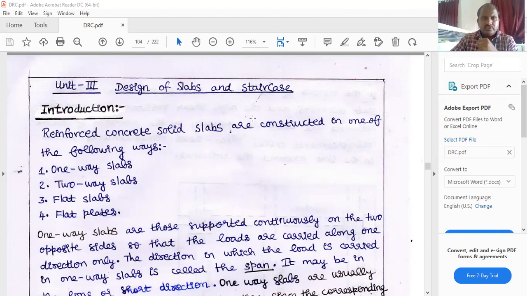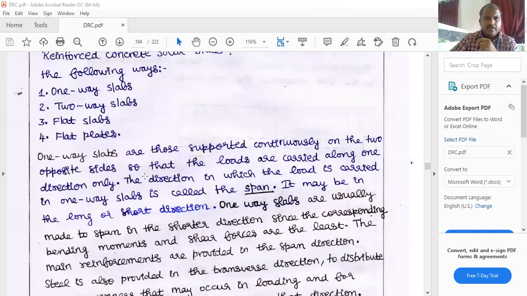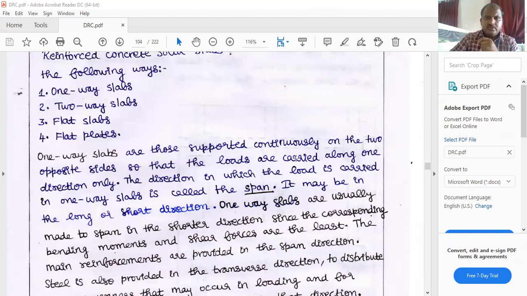Reinforced concrete solid slabs are continuous in one of the following ways: a one-way slab, a two-way slab, a flat slab and a flat plate. A one-way slab is one that is supported continuously on two opposite sides so that the loads are carried along one direction.